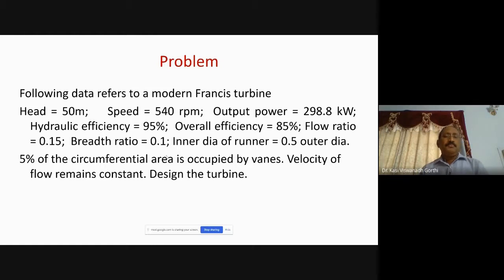Okay. So this data refers to a modern Francis turbine, and you have the head 50 meters. It is a medium Francis turbine. And in the classification we have given that a medium headed turbine would be having a head range between 60 to 250 meters. I told you one more important point also at that point. These figures are indicative figures. You can't say that if the head is 59 meters, it becomes a low head turbine. So modern Francis turbine cannot be a medium head turbine.